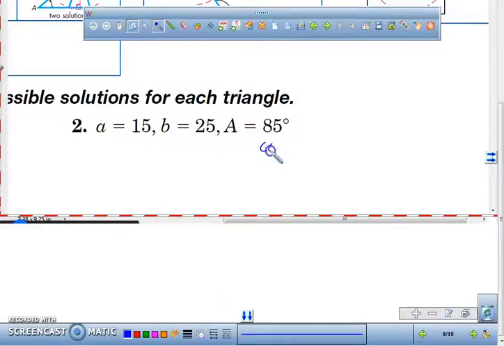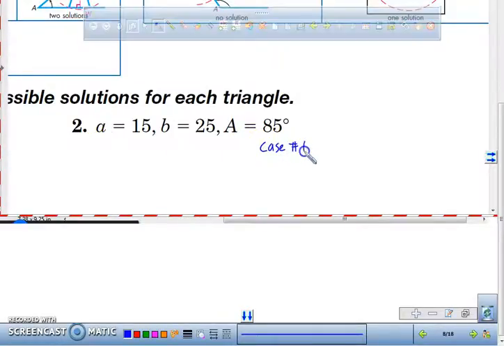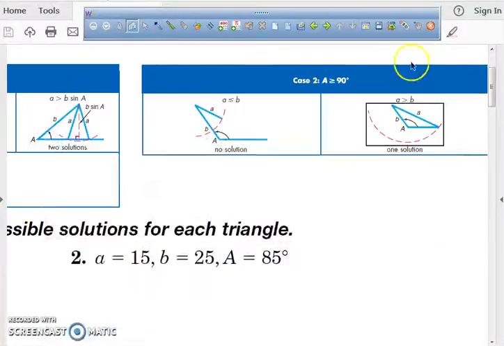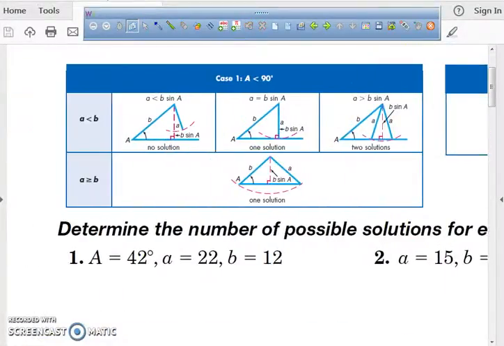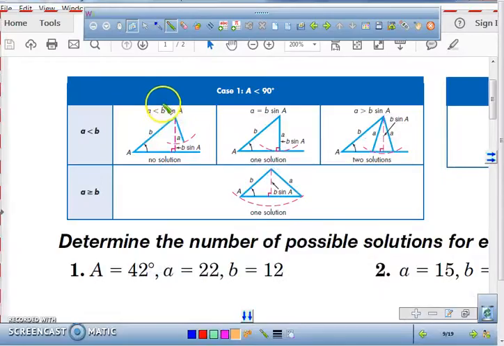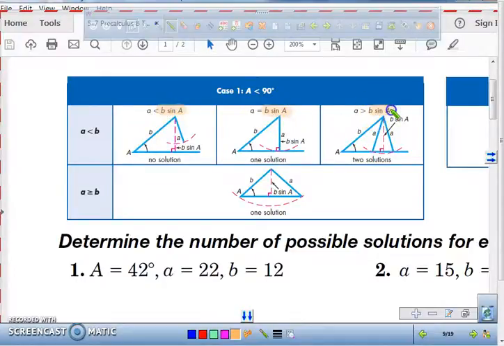Once again, we have a case number 1. We list our A. We list our B. Our A value is 15. Our B value is 25. Now we have the situation where what? A is less than B. So let's go over and check our chart real quick, all right? So if A is less than B, we have to plug in B sine of A, and see which one of these parts best fits our situation.